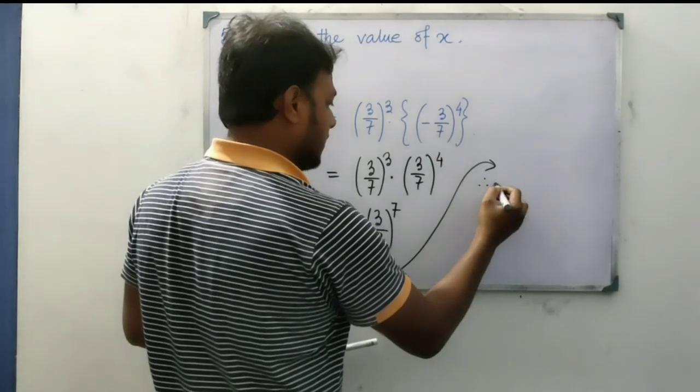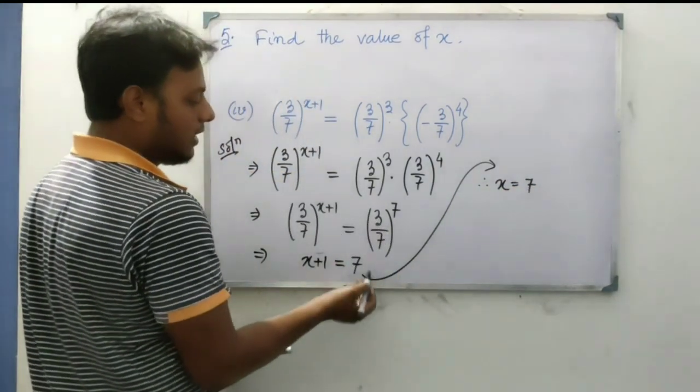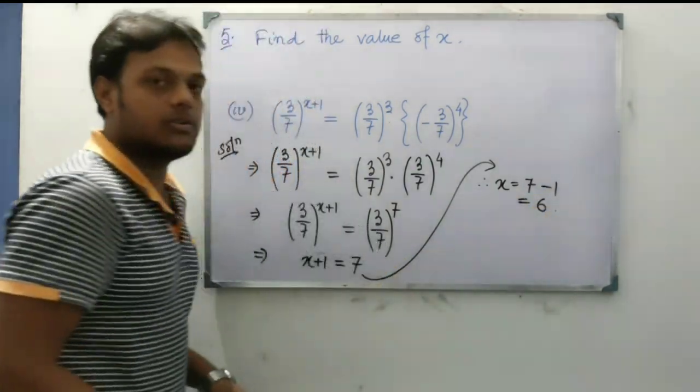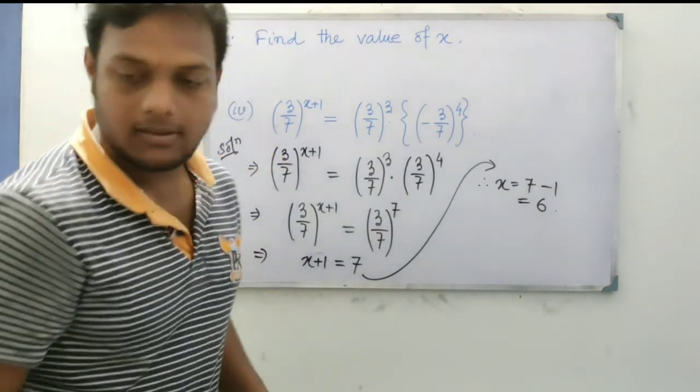Therefore x equals 7, we just have to move this term to the other side. So 7 minus 1 equals 6. This completes the solution. Understood? Okay.